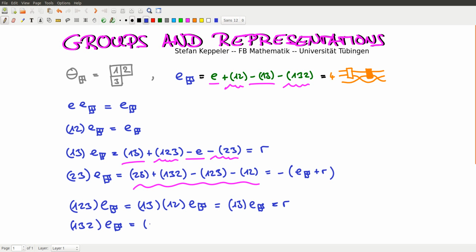And now (1,3,2) times the Young operator. Well, (1,3,2) is actually the same as (2,3) times (1,2). And then we have the Young operator here, but the (1,2) we can absorb again. And then it's just (2,3) times the Young operator. So we once more get minus Young operator minus R.